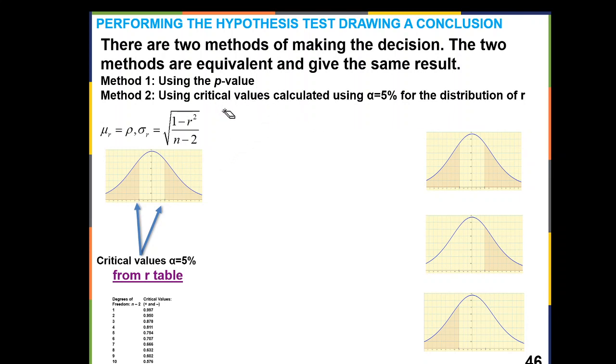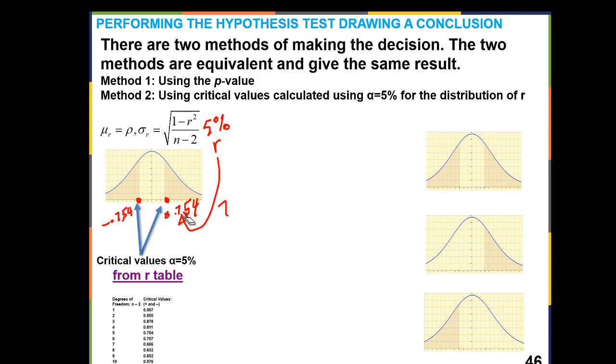We can find t, or we can use R directly. But this can be done only if alpha is 5%. We take R and bring it over here. Now these 2 numbers for 5% come from this table and depend on how many data points we have. So let's say we have 7 data points. Then we go to 7 minus 2, which is 5, and for 5 it says 0.754, and that would be negative 0.754.